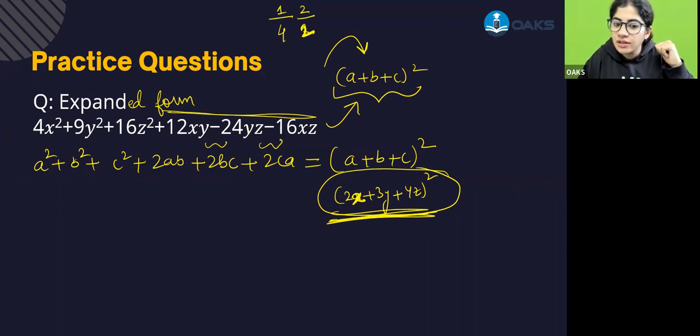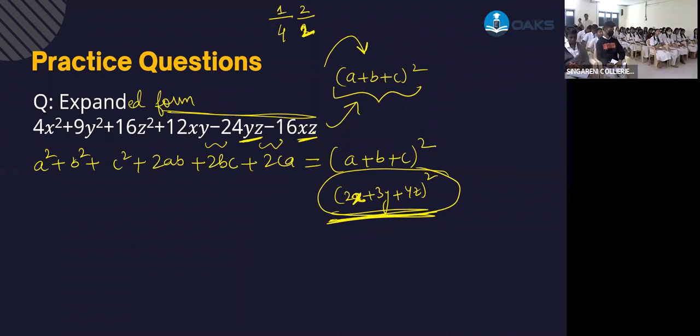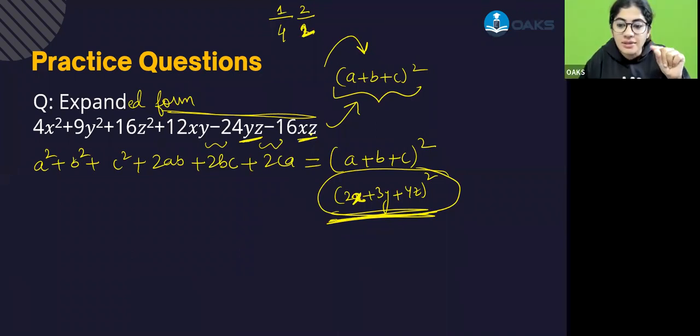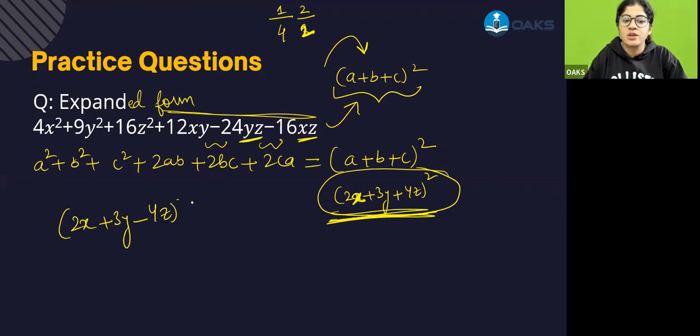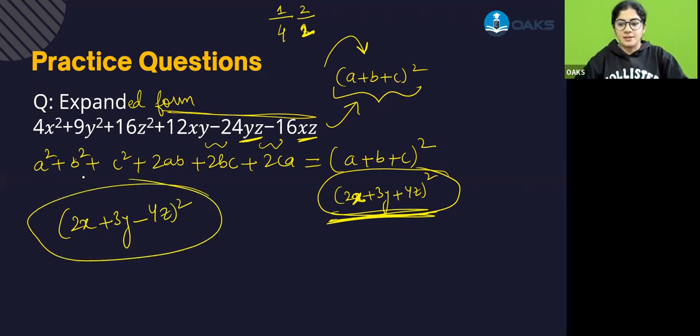See, from y and z here, one term is negative, right? Either y or z. Let's check the other term. Here, either x or z. What is common in both? Y or z, x or z? What is common? Z is common, right? So the z term has a negative sign. So the answer is correct when you write 2x plus 3y minus 4z whole square. This is the correct answer. That is 2x plus 3y minus 4z whole square.